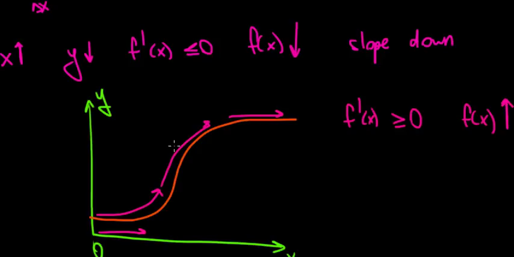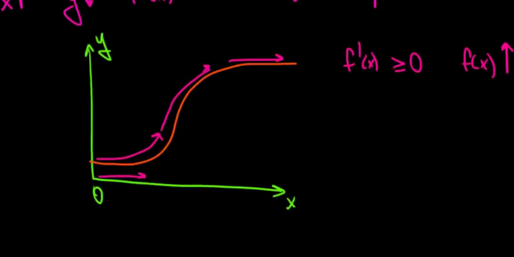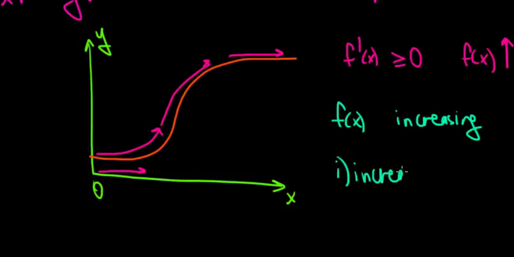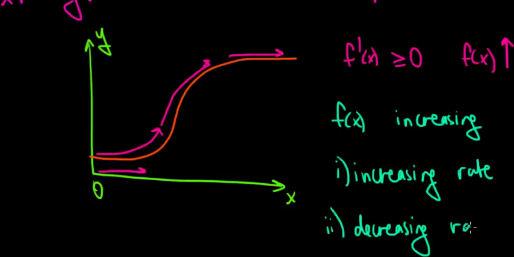Alright, that's fine. Now what do we still want to know? We would like to know how the function is increasing. Is it increasing at an increasing rate or is it increasing at a decreasing rate? So let me write this down. Is the function increasing at an increasing rate or at a decreasing rate? And what does that look like on a graph?